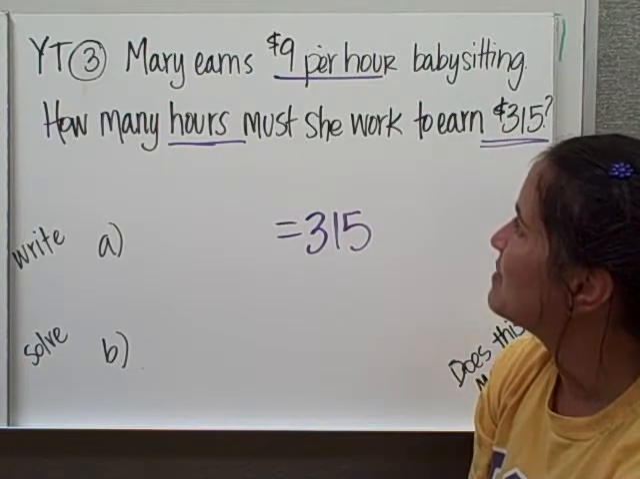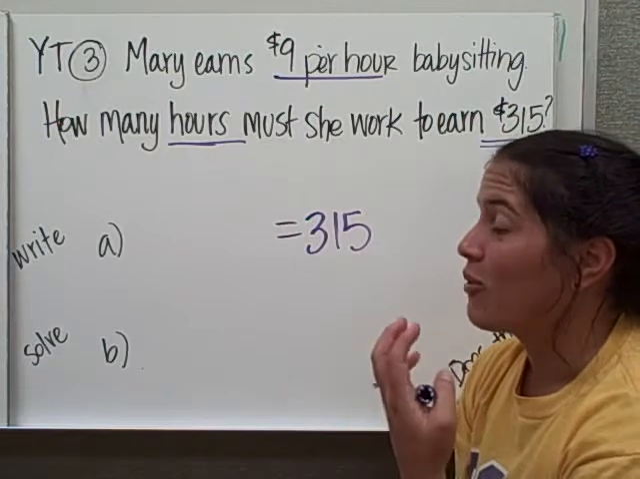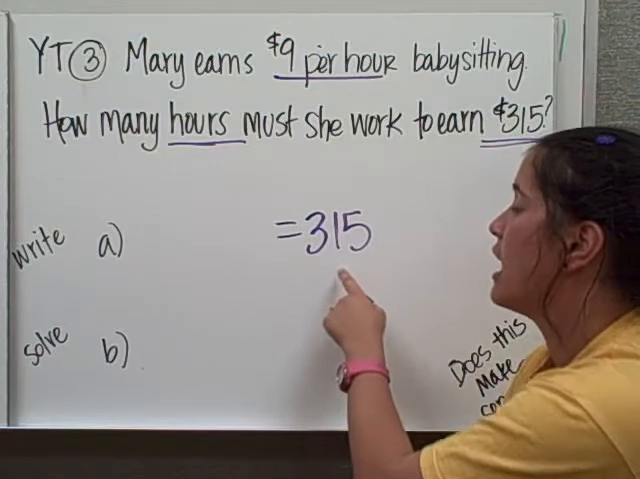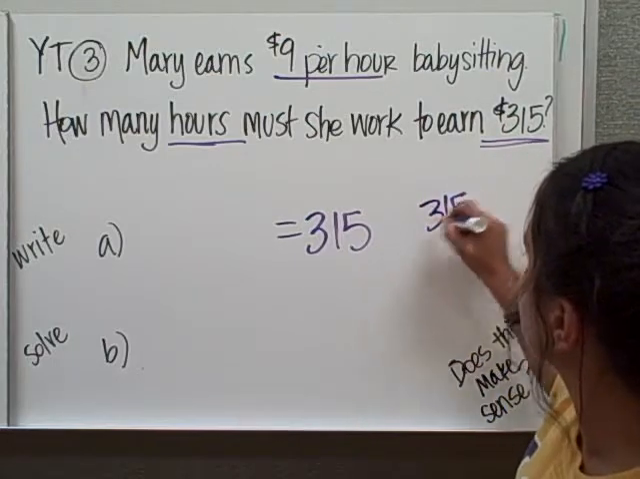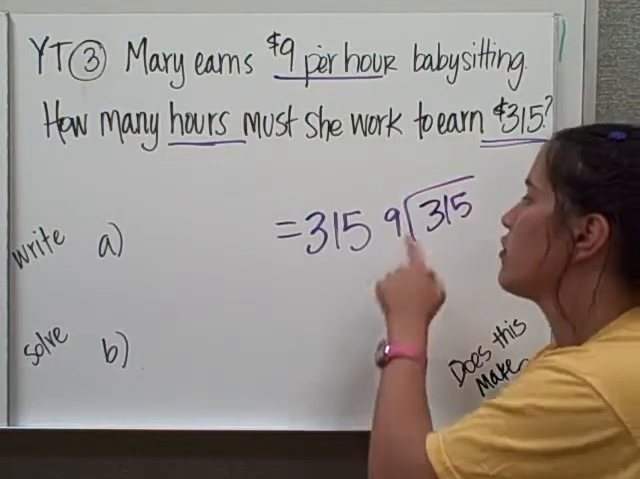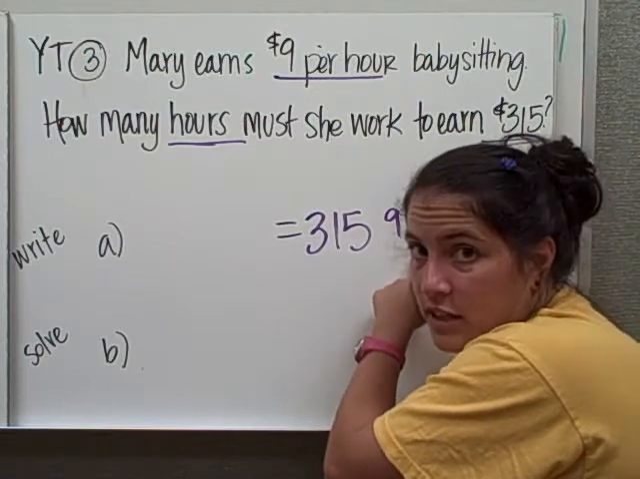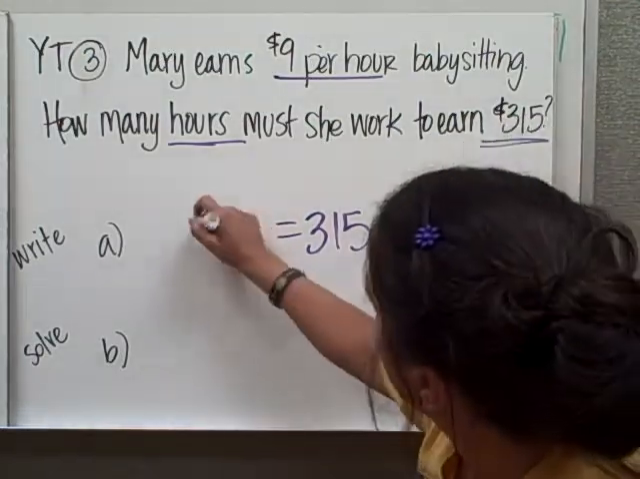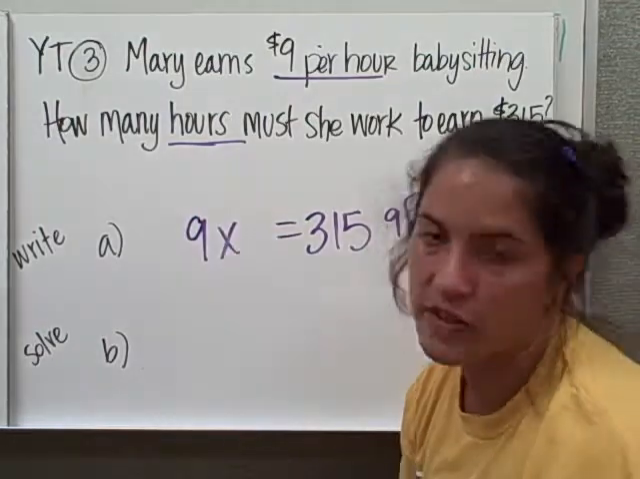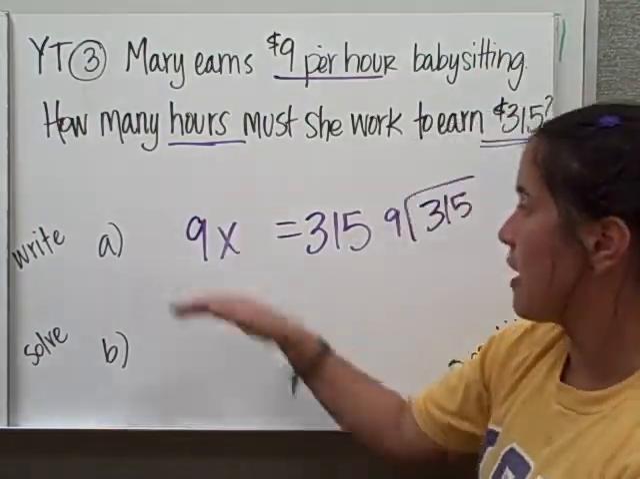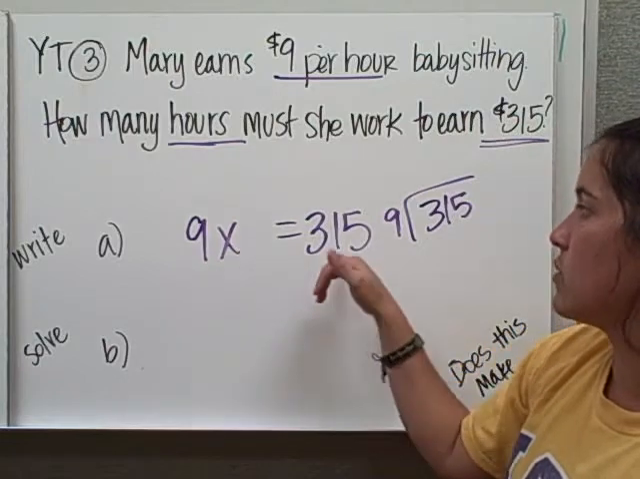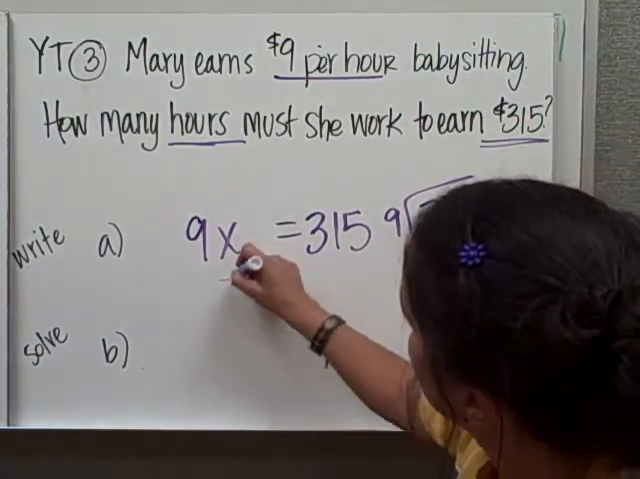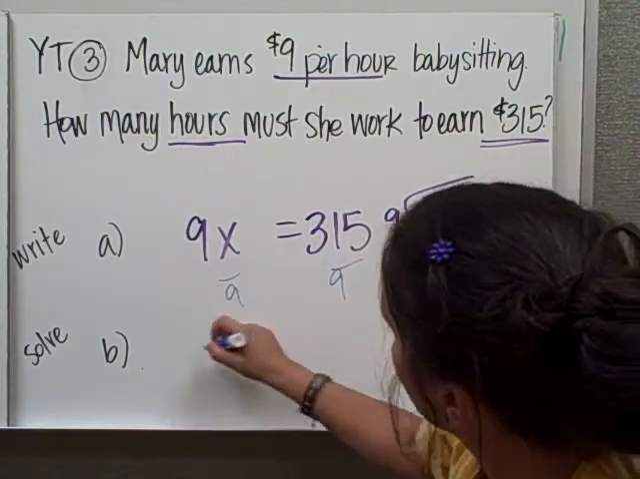So for this problem, I kind of think about it backwards. How would I solve this? Well, what I would do to find out how many hours is say 315 divided by 9. So if I'm using division to solve it, then what needs to be in my equation? Multiplication. So 9x, or you could use h if you wanted to use hours. So my equation would read 9x equals 315. To solve it, I would divide both sides by 9.